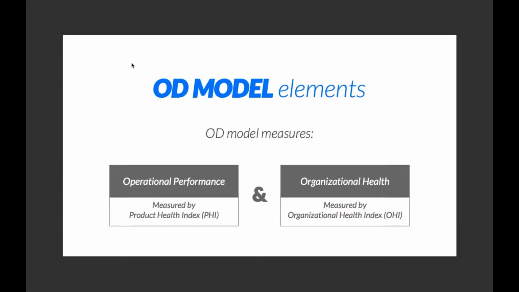The OD model has two key elements. The first one is operational performance and the second one is organizational health. Operational performance is all about the exchanges that we do, whether they are good or not, whether they are fast or not, like how many days it takes for our customer to get a response from us, and lastly whether our product is profitable. Can our product self-sustain without using more expenses than the income it drives?